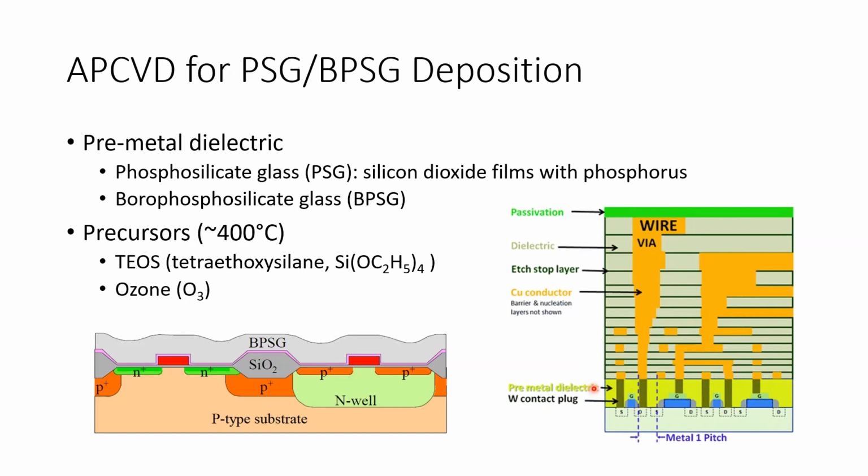And this PMD is some kind of silicon dioxide, insulating silicon dioxide or glass. So normally we introduce some phosphorus or boron. We call it PSG, phosphosilicate glass, meaning silicon dioxide films with phosphorus. And also boron phosphosilicate glass, BPSG.